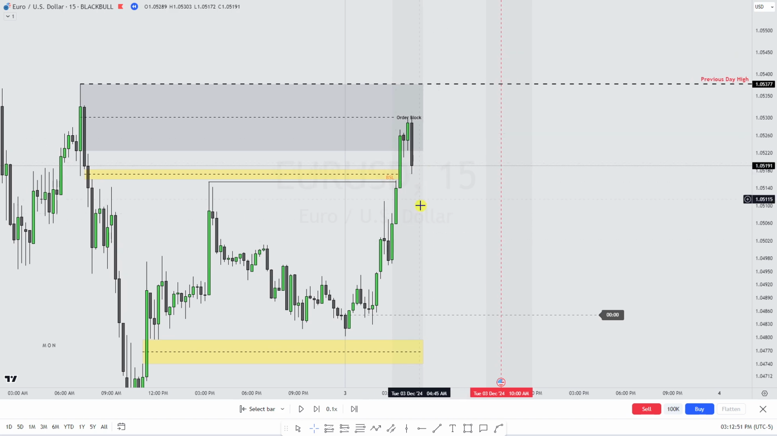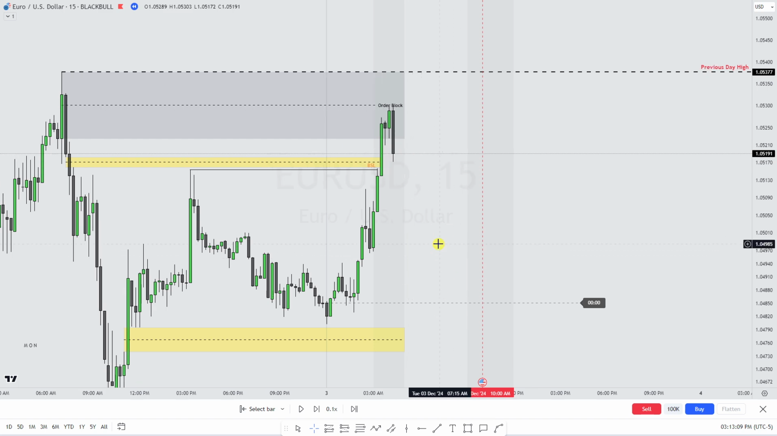So from here right now, price is not giving me anything. Yes, we're rejecting off of this order block, but does that mean that the purpose of price moving to the upside is fulfilled? How do I know if the price move is already fulfilled? Usually I wait for a market structure shift.